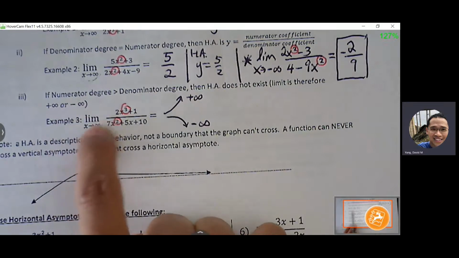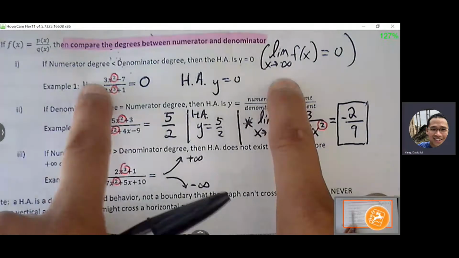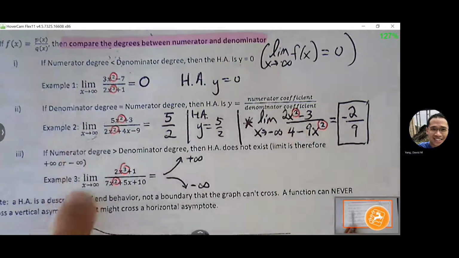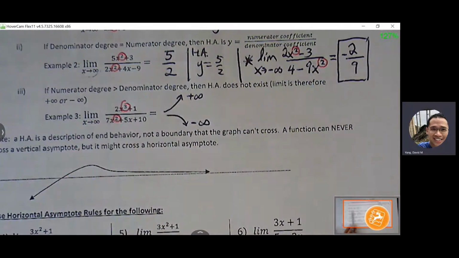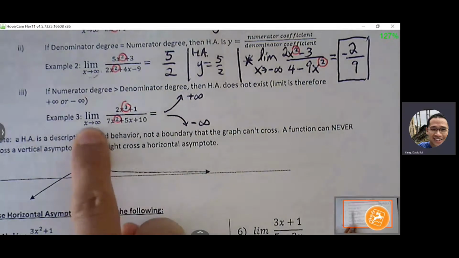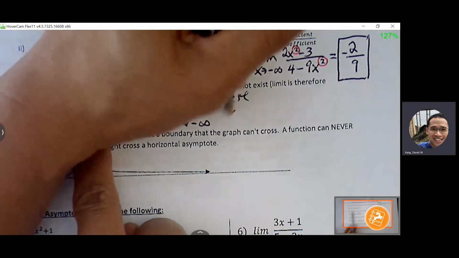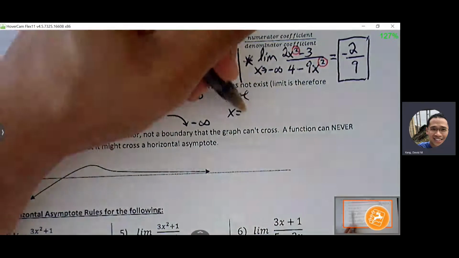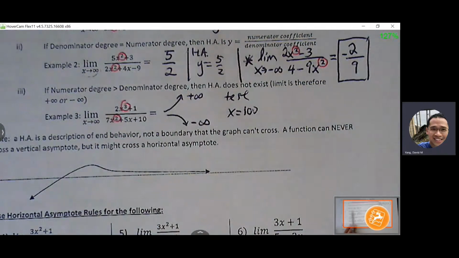So here, the positive and negative does make impact. It doesn't if the degrees are the same. It doesn't if the degree is higher in the denominator. But it does make an impact if the degree is higher in the numerator. So here, what's an appropriate number for us to test? Test x equals positive 100. Yeah, we're headed to the right, so let's choose a number to the right on our number line.